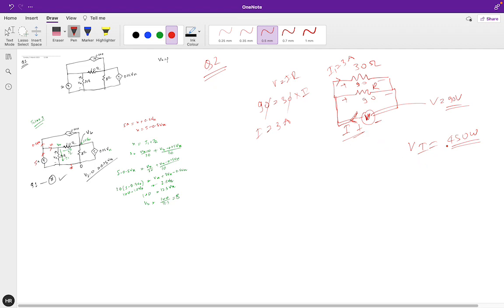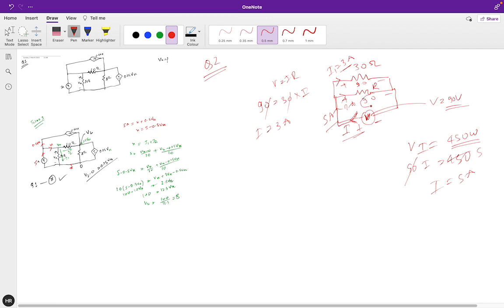And you know the value of V into I. V is 90 and V into I is 450. So this value you will get as 5 ampere, and you are getting here 3 ampere. So 5 minus 3, that means how much current is flowing here? 2 ampere current is flowing. 3 is going in this branch and 2 ampere is going in this branch.